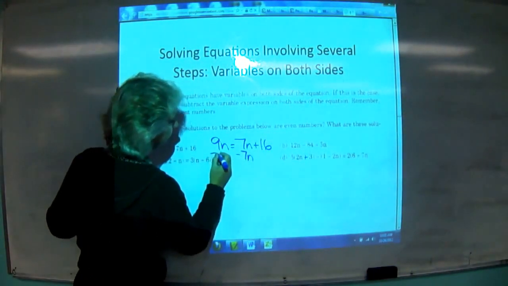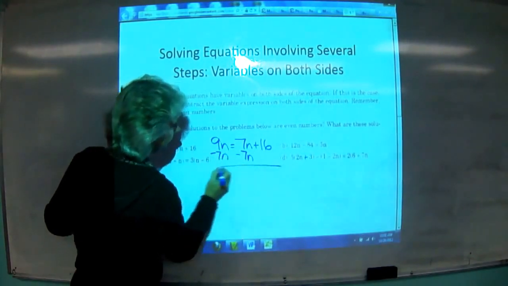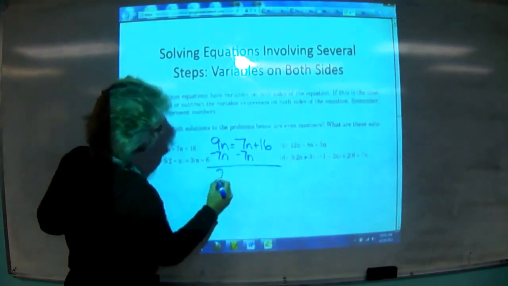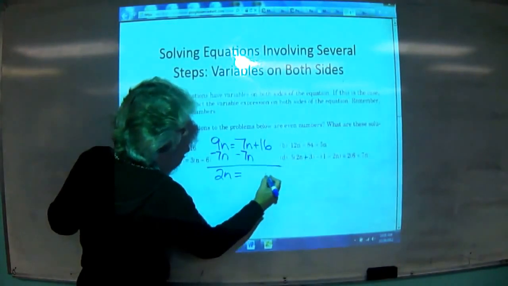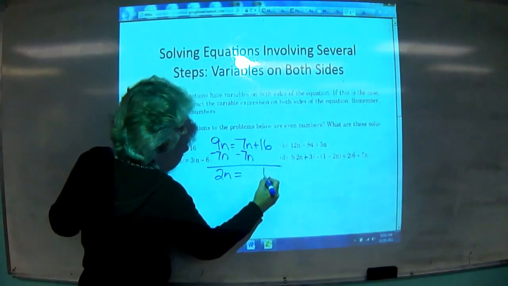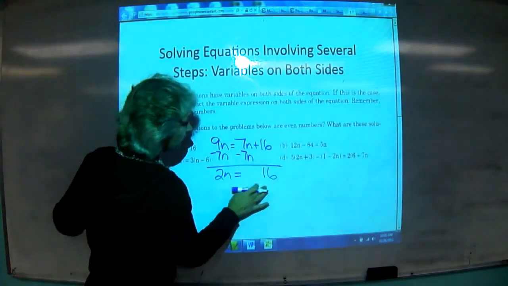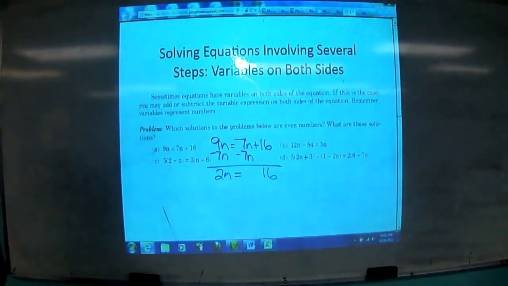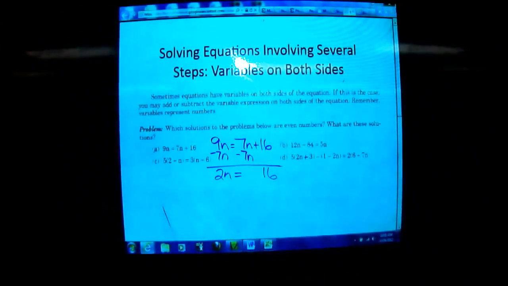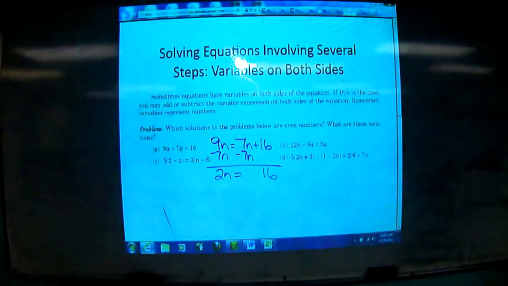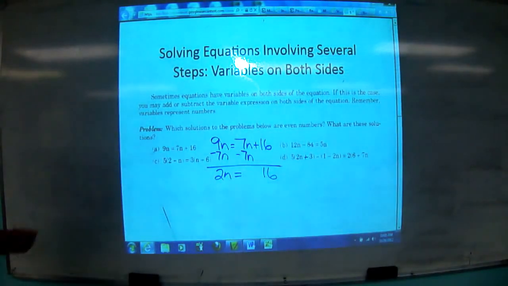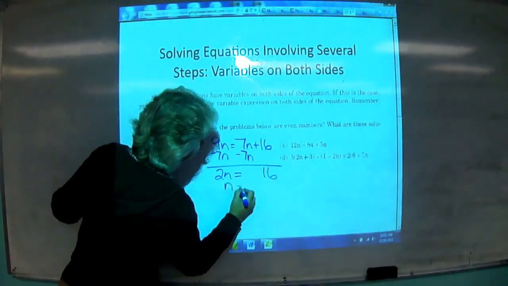Good. Everybody's got it? So 9n minus 7n is 2n equals 16. So we've got all the variable expressions on one side and all the integers on the other. So we've got 2n equals 16. Do you have to do anything else except look at it to know what n is? No. What's n? 8. n equals 8.